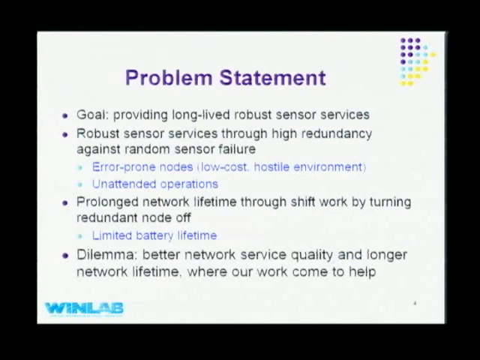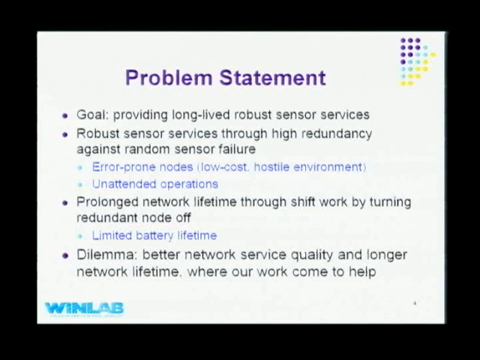So here our goal is to try to provide a long-lived, robust sensing service. But why do we have this goal? Now let's look at the two problems we are having in current sense network applications. First, the error proneness of the individual node. As we know, each sensor is very tiny and built in a very dense space, and it costs maybe just pennies. So these nodes are very error prone, and plus they usually work in a very hostile environment, and no one is going to take care of them once they are deployed.